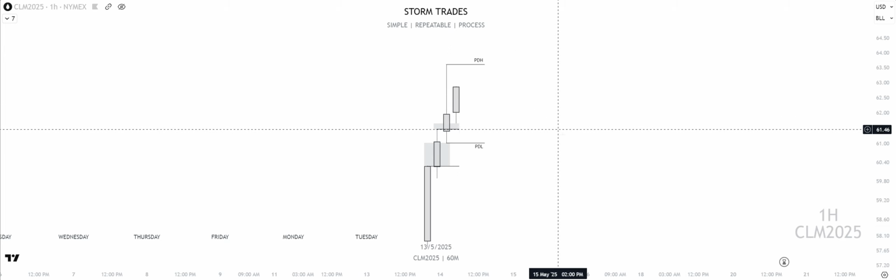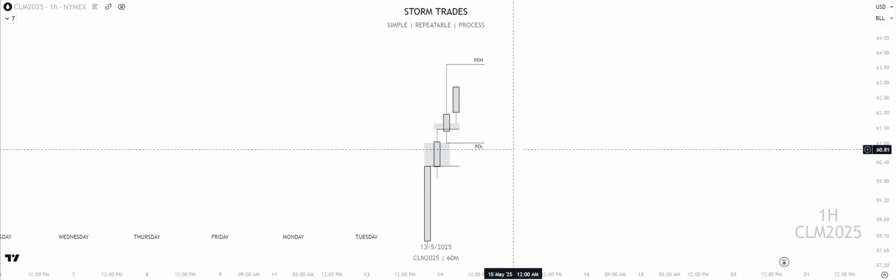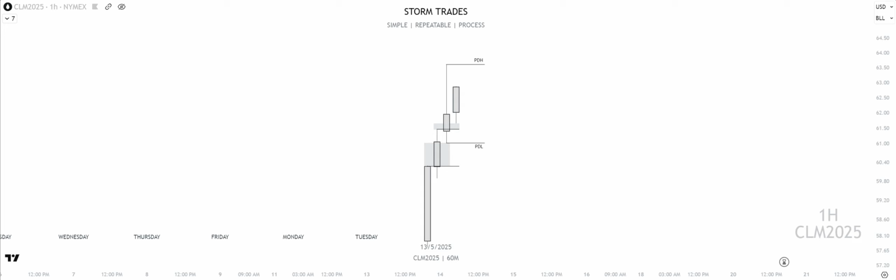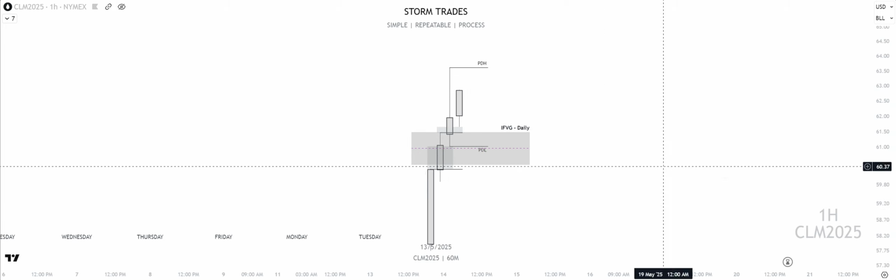Okay, so at this point, I'm seeing that price wants to continue to reach higher. And then we add in the fact that we had a large daily inverted fair value gap that we had displaced through, right? So if there was even more confluence that we were most likely headed higher, that was it.